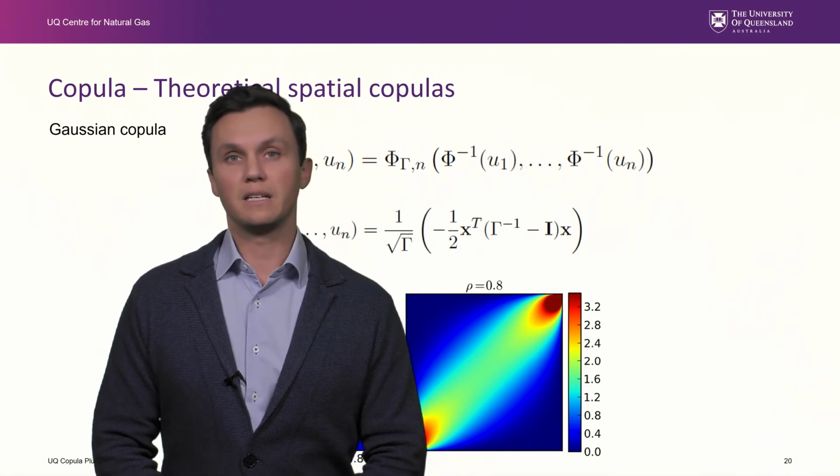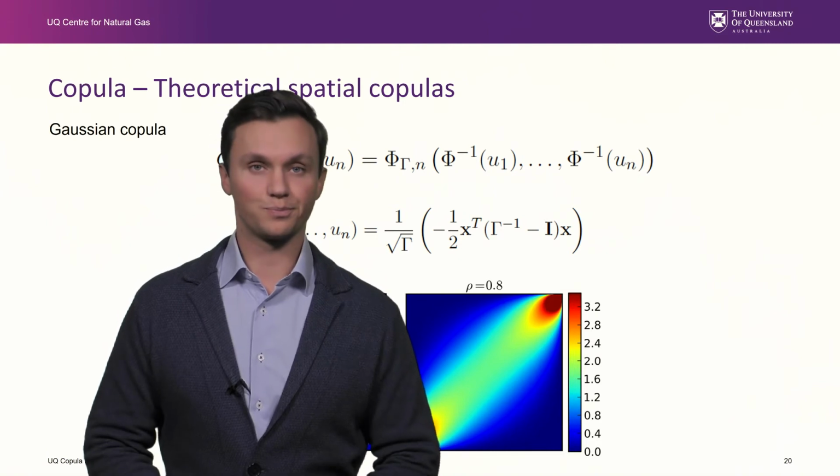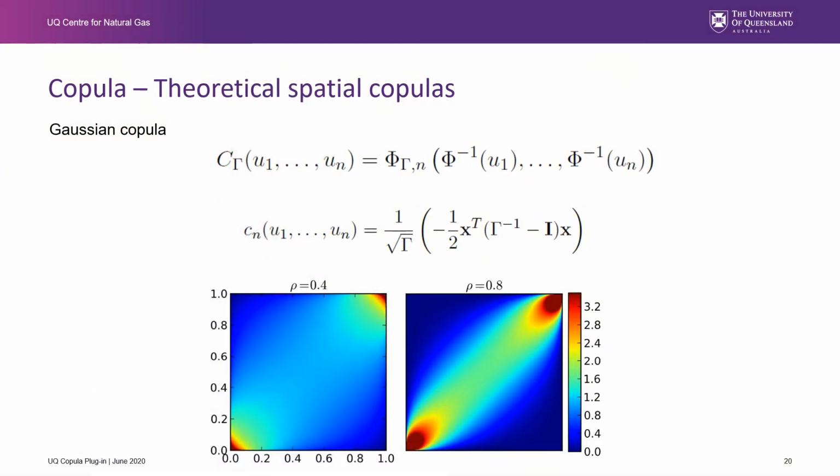One of them is the Gaussian copula, which is based on the multivariate normal distribution. Here you can see two density plots of a Gaussian copula for different correlation values rho. However, as you can see, those copulas are actually symmetric. So that means that using a Gaussian copula, we can only simulate Gaussian random fields, which is pretty much what we are trying to avoid.